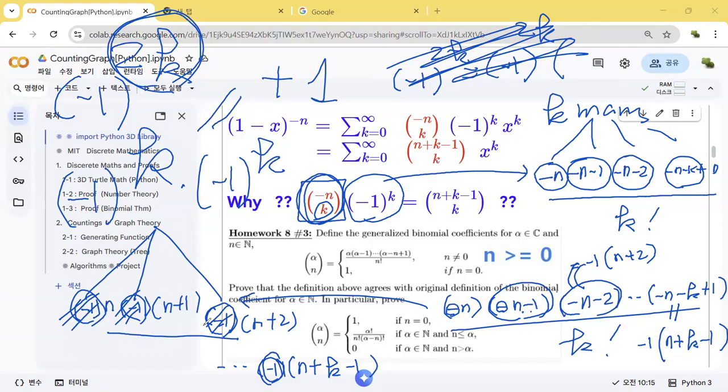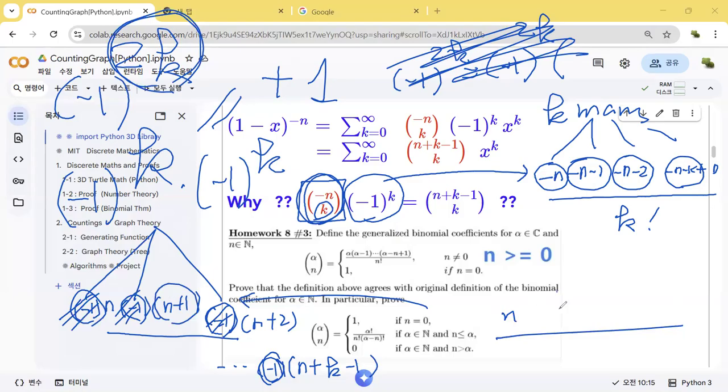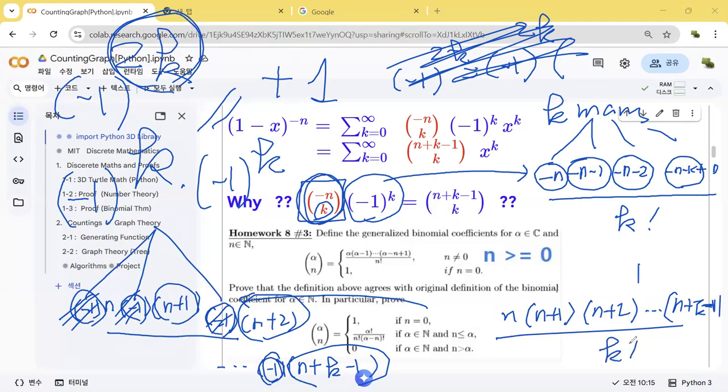Now what's the remainder? What remains is, from the numerator, n survives, n plus one survives, and n plus two survives. Finally, the last one is n plus k minus one survives. Also, the remainder is k factorial. Okay. Then, as you see, this is the increasing order.